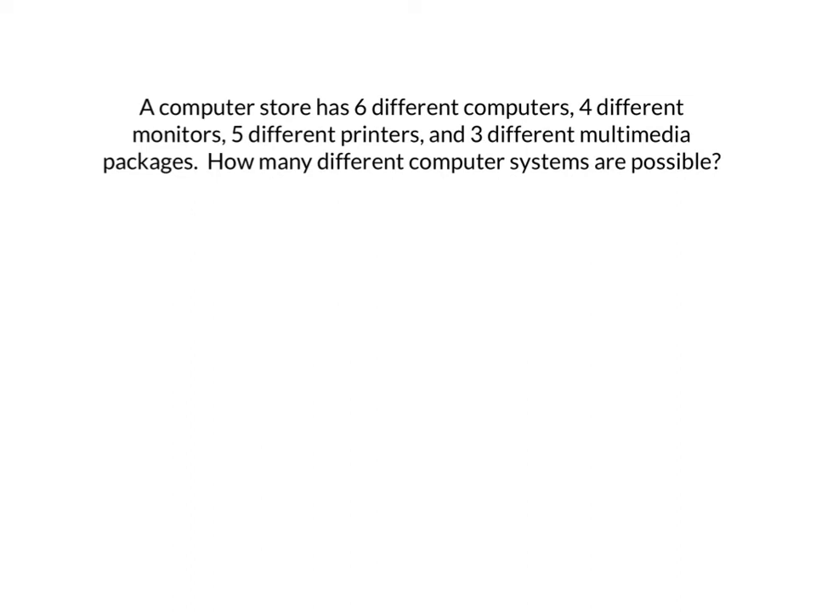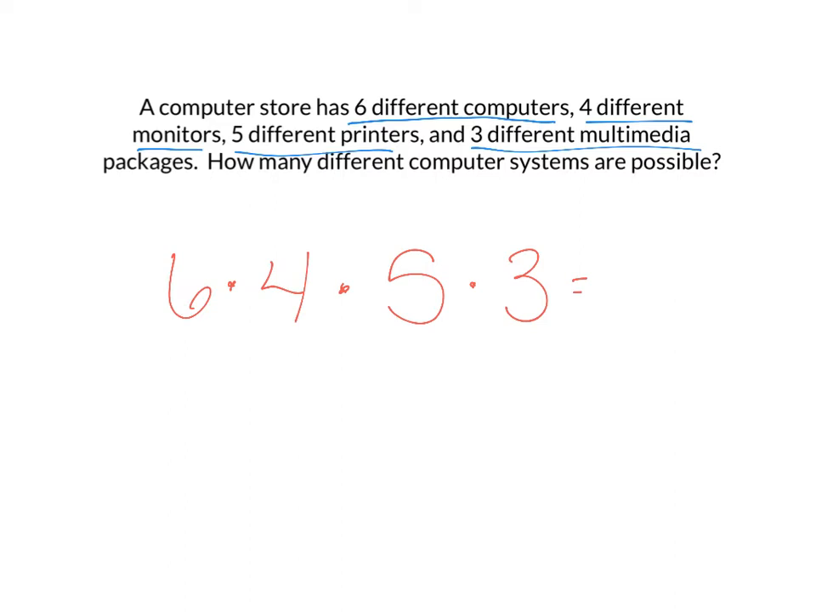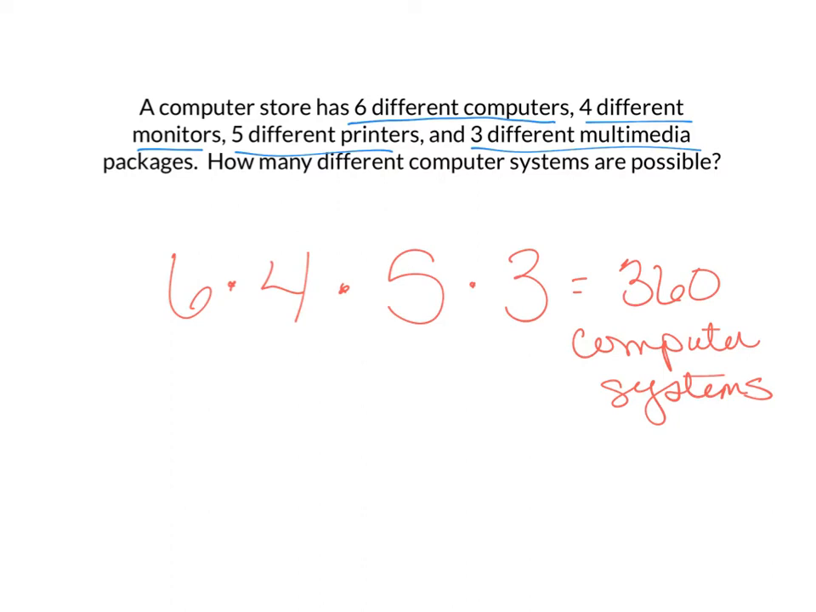Let's try another one. Again, a little bit bigger one. A computer store has 6 different computers, 4 different monitors, 5 different printers, and 3 different multimedia packages. So again, all together, 6 different computers, 4 different monitors, 5 different printers, and 3 different multimedia packages. So 6 times 4 times 5 times 3, I get 360 different computer systems. So like I said, if you've got a calculator, you should be able to do this.